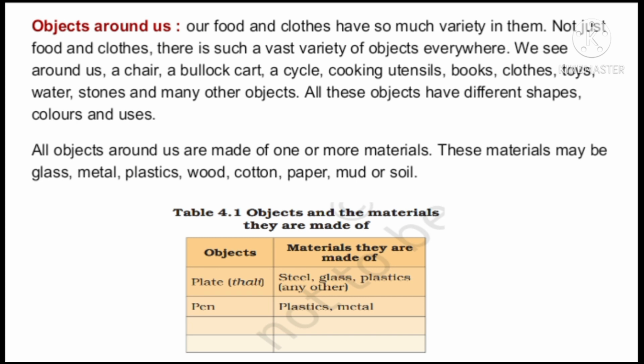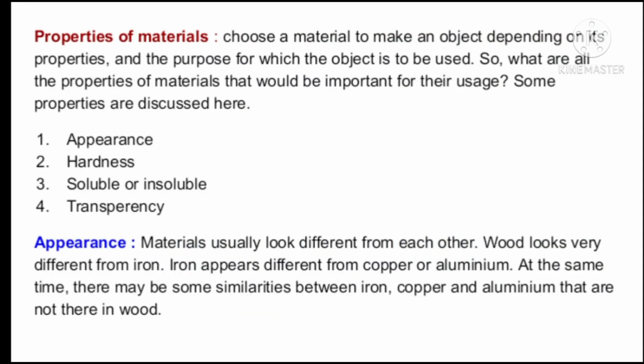So every object is made up of one or more different materials, and every material, whether glass, metal, plastic, wood, cotton, etc., has its own different properties. So let's read about these properties.